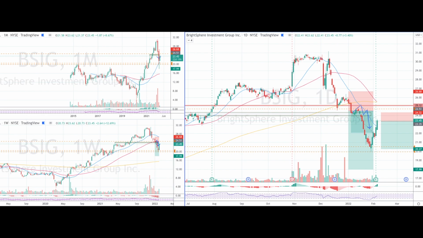I have a lot more I could say about this trade, and I may be posting a full review of my thoughts on how I managed this trade, which was poorly. I'll leave that for another video.